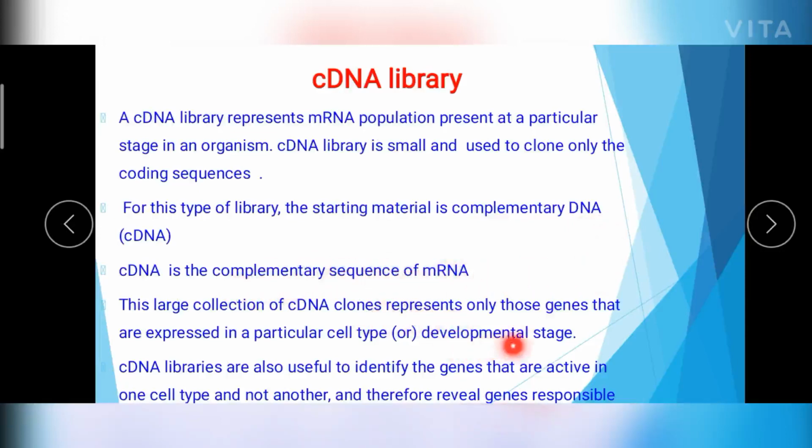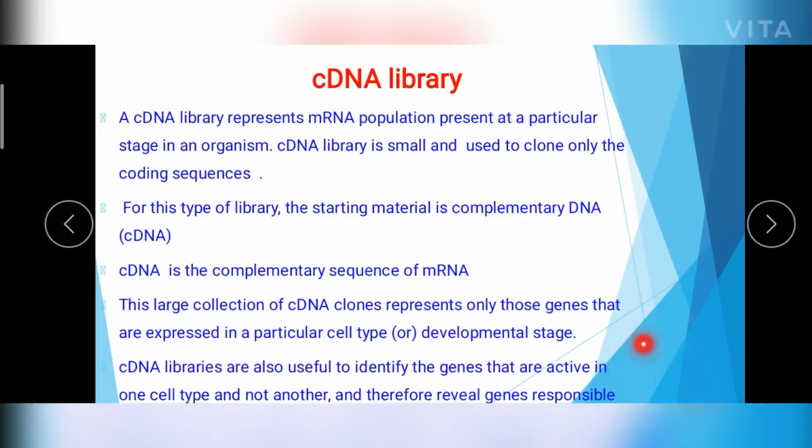So these cDNA libraries are useful to identify the genes that are active in one cell type and inactive in other cells. For example, if you take the insulin gene, it is active only in the pancreatic cell. This gene is also present in other cells, for example skin cells, but it is inactive in the skin cells.